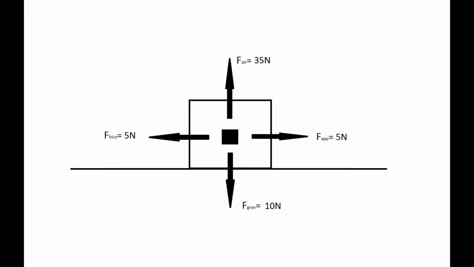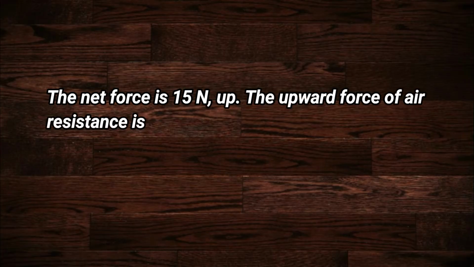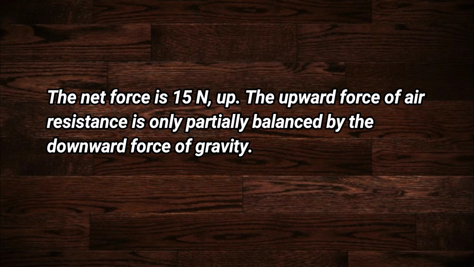So here is a diagram of the problem mentioned a while ago. Net forces are about summing up all the forces together. It was also said that two forces of equal magnitude and opposite direction will cancel each other out as they are balanced. So in this situation, the leftward and rightward forces are cancelled out since they have equal magnitude and opposite direction. However, the upward and downward forces aren't balanced at all, so what we're going to do is to subtract them because they aren't equal. The net force is 15 newtons up. The upward force of air resistance is only partially balanced by the downward force of gravity.